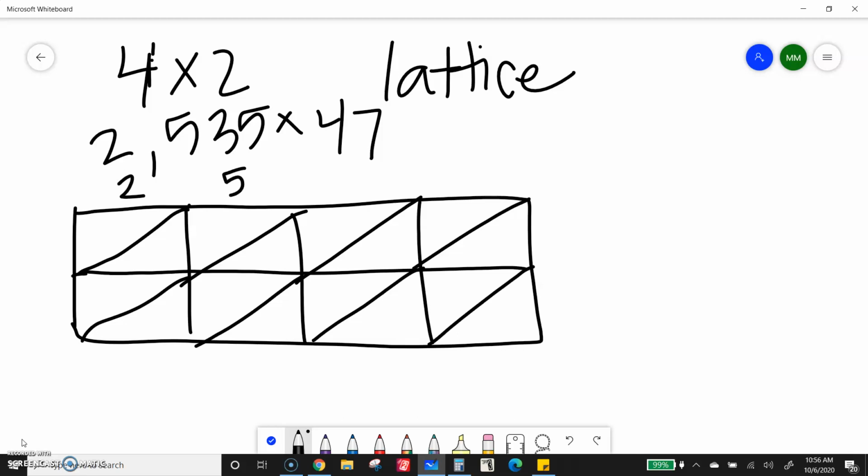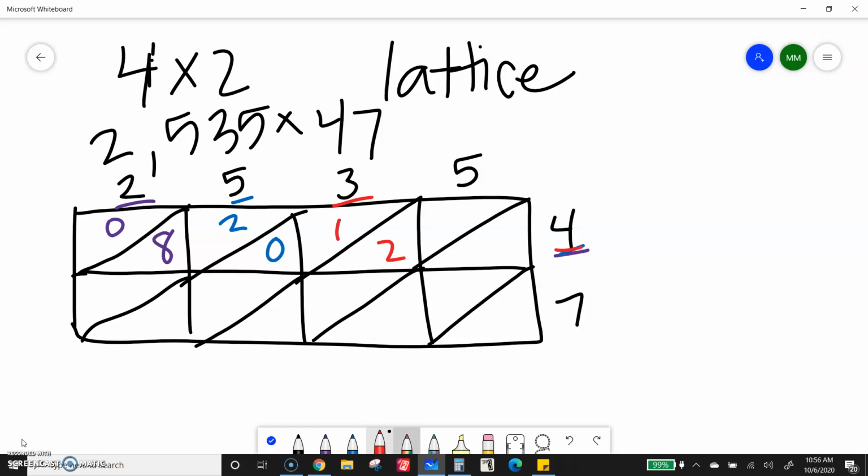So 2, 5, 3, 5 times 47. All right, 2 times 4 is 8. So remember, put the 0 in the tens place, 8 in the ones. 4 times 5 is 20. 3 times 4 is 12. And 5 times 4 again is 20. Use the same color for my thousands.